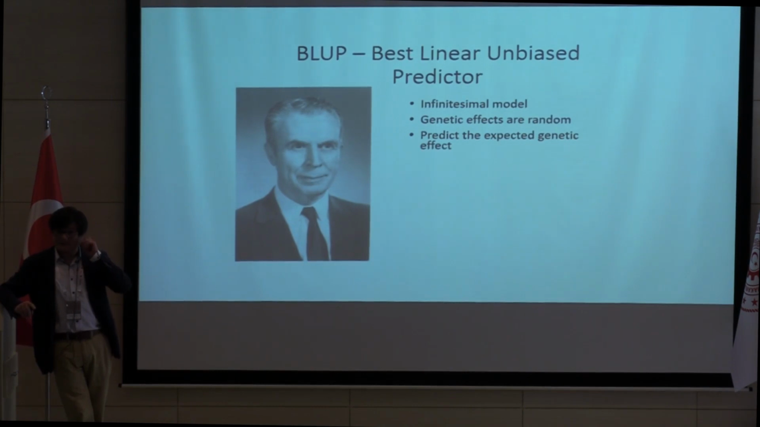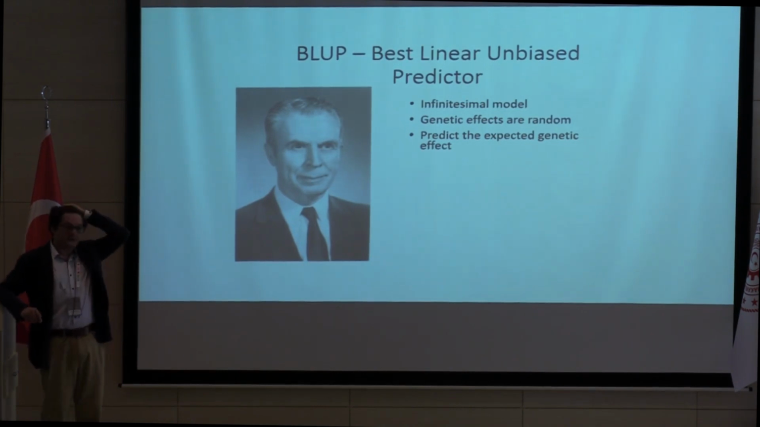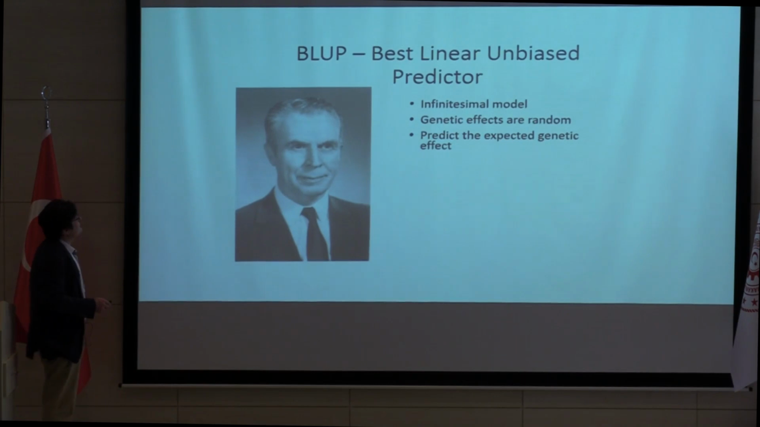And it started in large pedigrees, as many things in genetics, and this is Charles Henderson. And these are papers in the 1970s, based on the infinitesimal model.